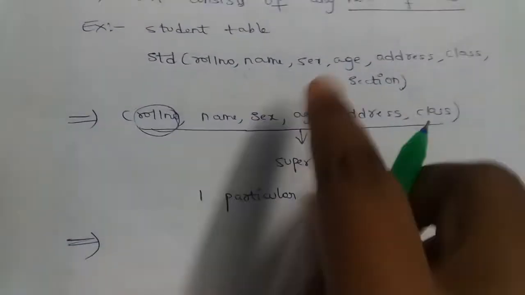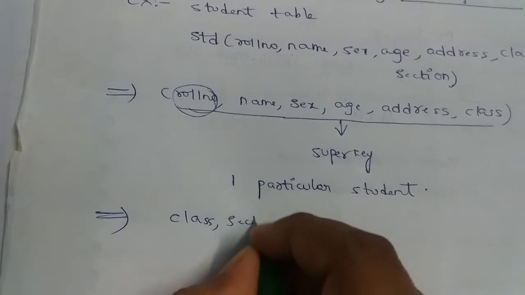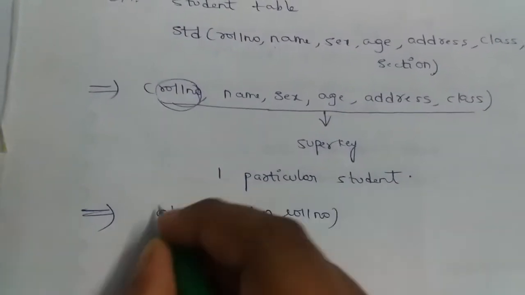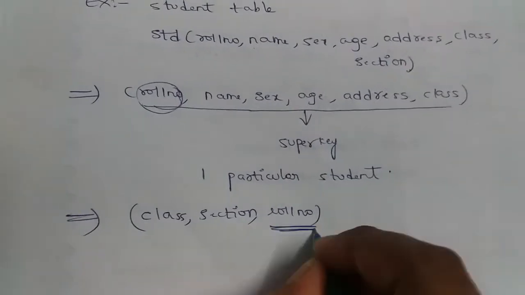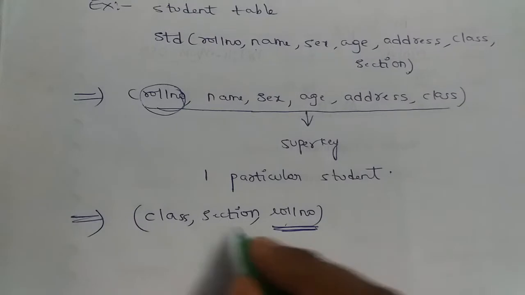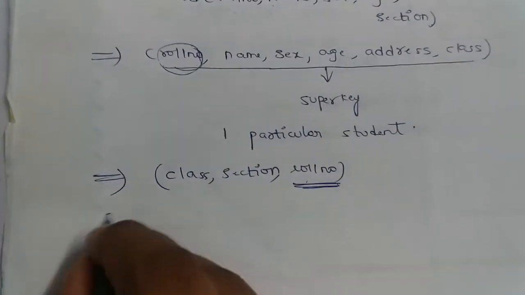Take another set of fields: class, section, roll number. By using roll number, I can identify one particular student. This is also a super key, because it is a set of attributes.